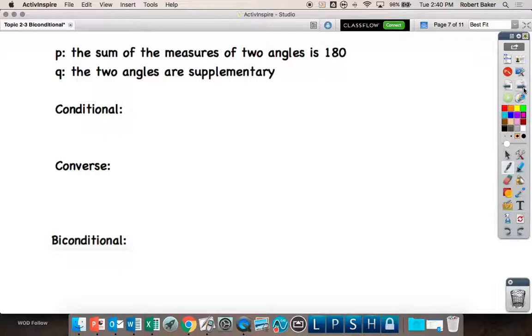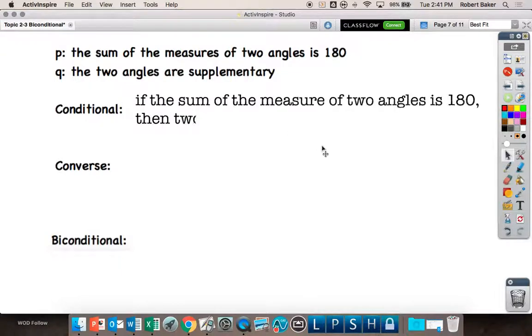If the sum of the measures of two angles is 180, then the two angles are supplementary. Right? If this, then that. If you write it out, it looks like this. That is your conditional statement.